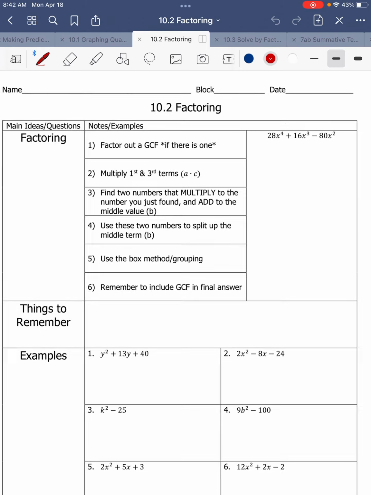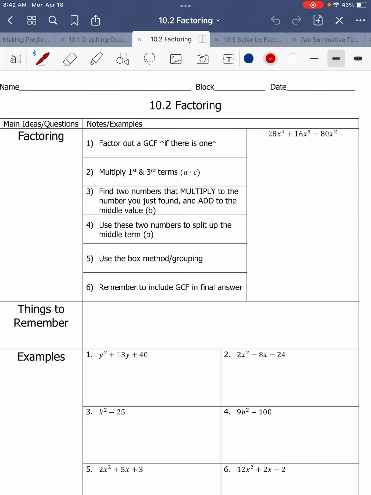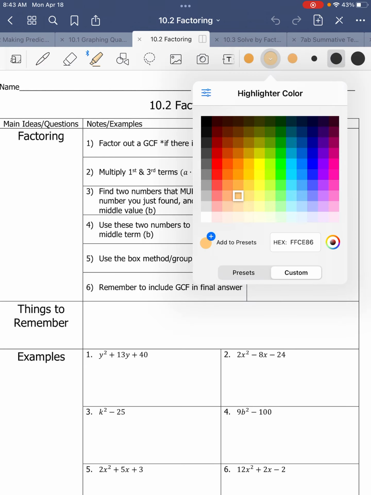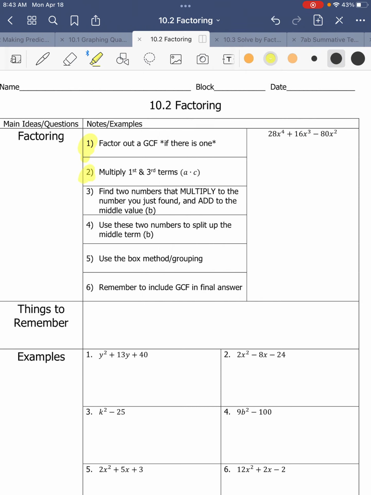For factoring here, the actual way to factor by hand without a calculator is the way that's set up in 1 through 6. What you see on 1 through 6 is the way to factor in geometry, algebra 2, and pre-calculus. I'm going to run through that first, and then I'm going to show you a different way.